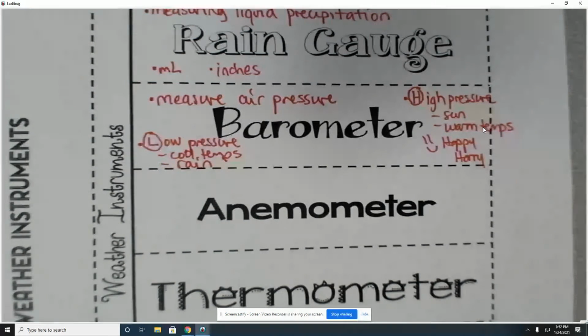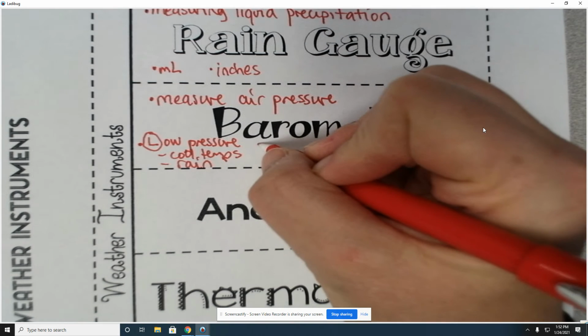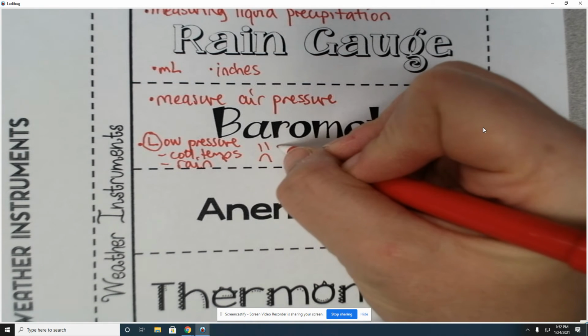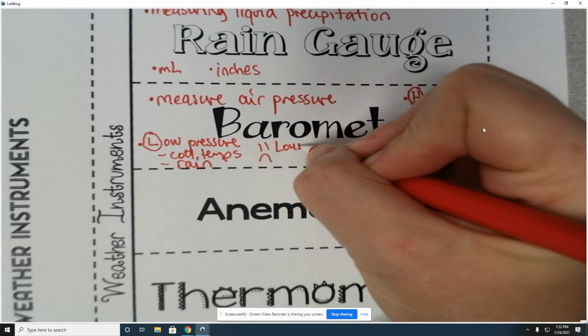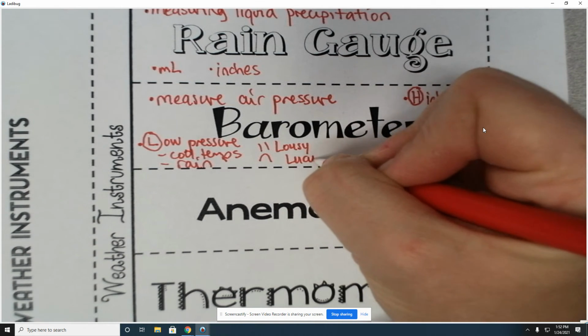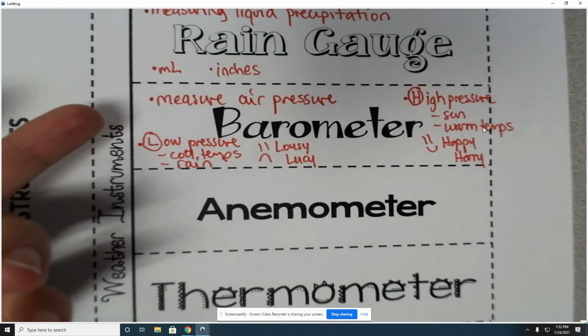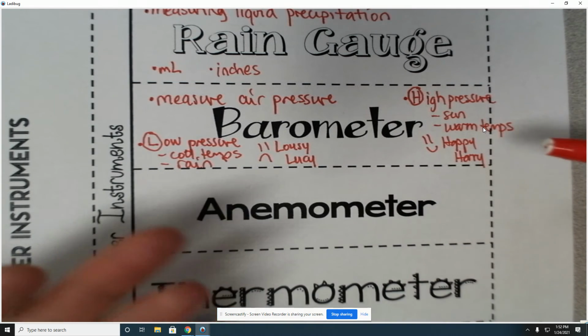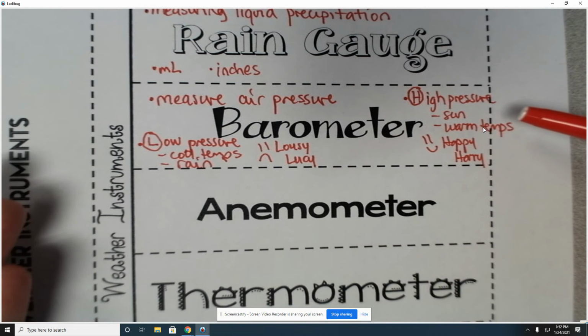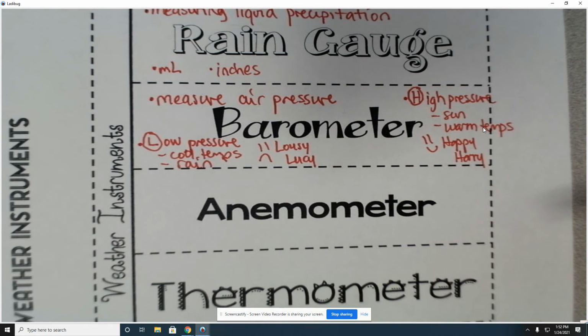I'm up here on Sunday afternoon, so if you're wondering what day I'm here. So low pressure, lousy Aunt Lucy is what we call her. So we're going to draw a sad face next to her. Lousy Lucy. That's the aunt. That's how you remember that. So barometer is measuring air pressure. We have high, we have low, and then you see the systems, the patterns that usually accompany those.